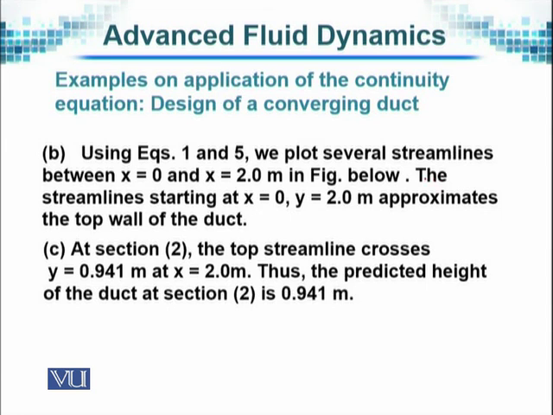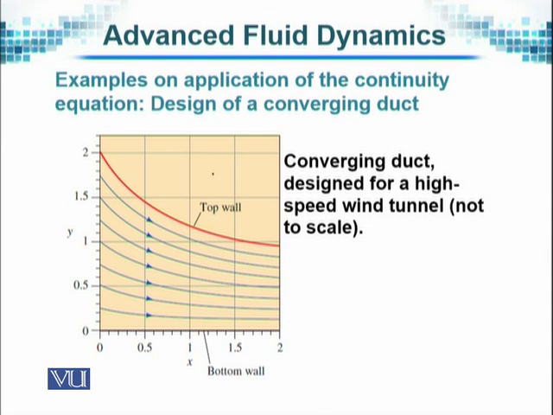The streamlines starting at x equal to 0 and y equal to 2 meters approximate the top wall of the duct. So this implies that we are only considering the flow field in the duct. You can see that in the beginning, where the wind is initiating, and that is why x is 0 here, y is of course about 2 meters. This is the maximum. The wind speed initially is high, and that is how it is to be expected.